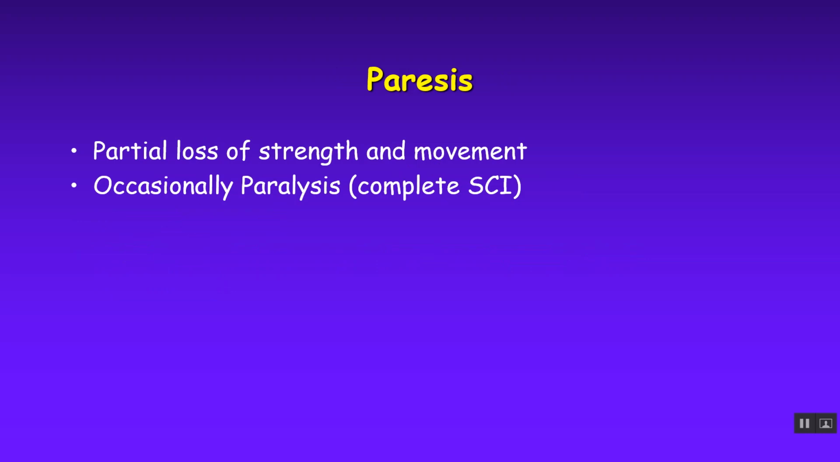Paresis is a partial loss of strength and movement, occasionally paralysis. Complete SCI is where you get complete paralysis. I mentioned this before. Paresis is partial paralysis, essentially.